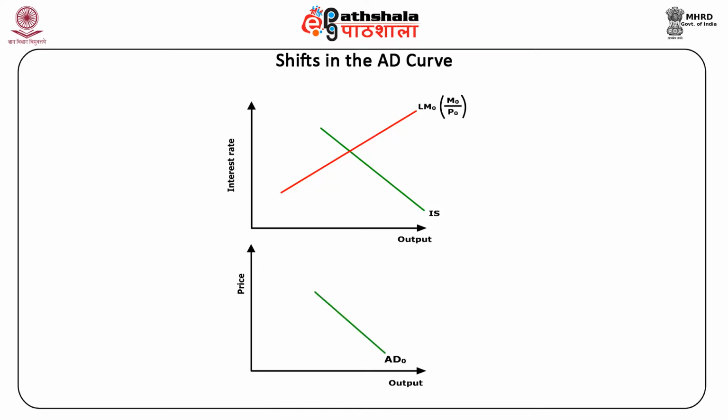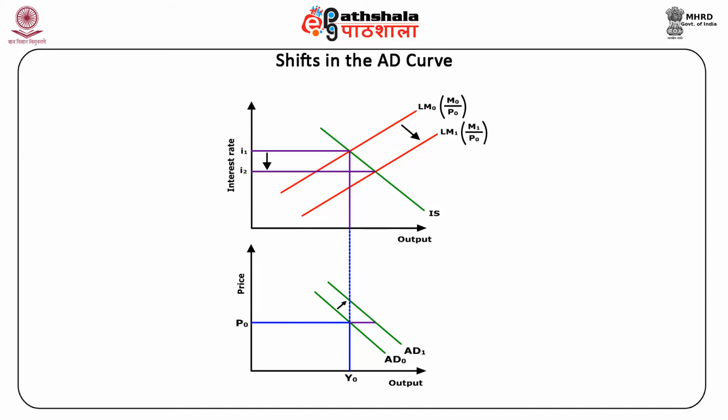As shown in the upper panel of the diagram, an increase in nominal money supply, say from M0 to M1, given prices, increases the real money supply and the LM curve shifts to the right. The resulting excess supply of money lowers the rate of interest till money market equilibrium is restored. At the lower interest rate, aggregate demand and hence the level of equilibrium output is higher.